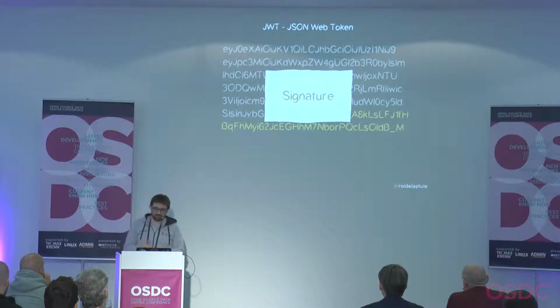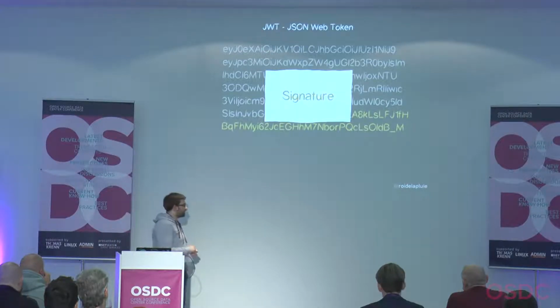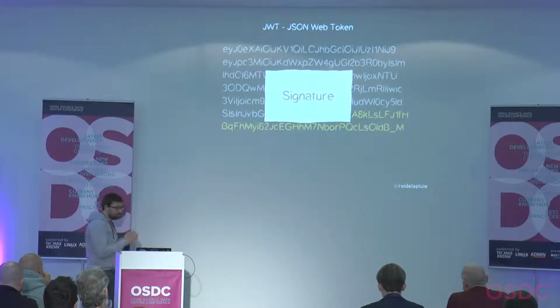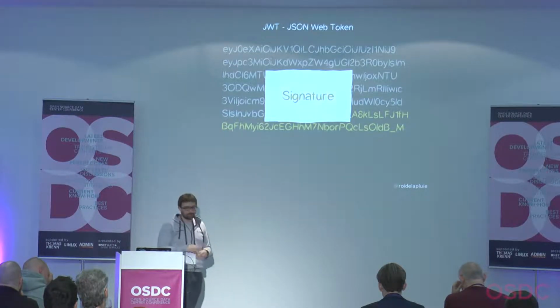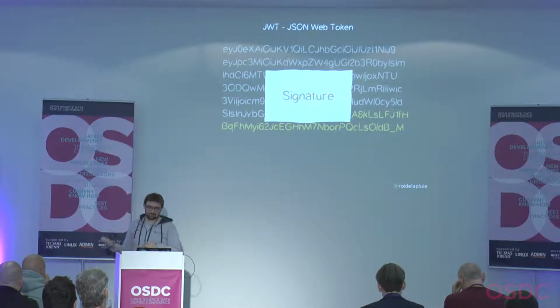And the last part is just the signature, so that an attacker cannot make a fake token instead of Keycloak. The signature is signed with a public key, and the application already knows the public key, or it fetches it from Keycloak via the well-known endpoints.